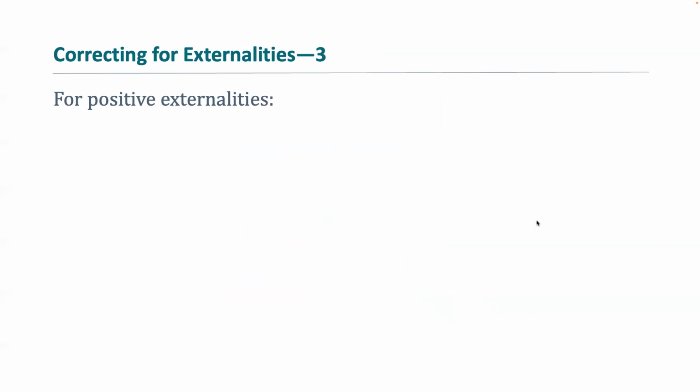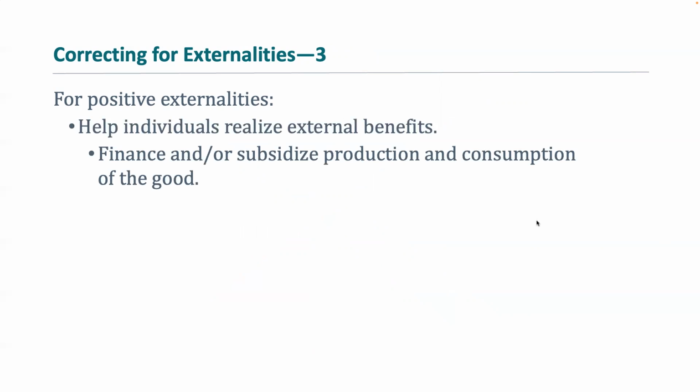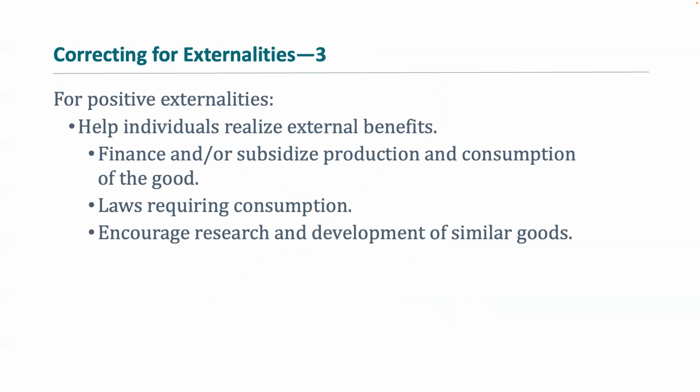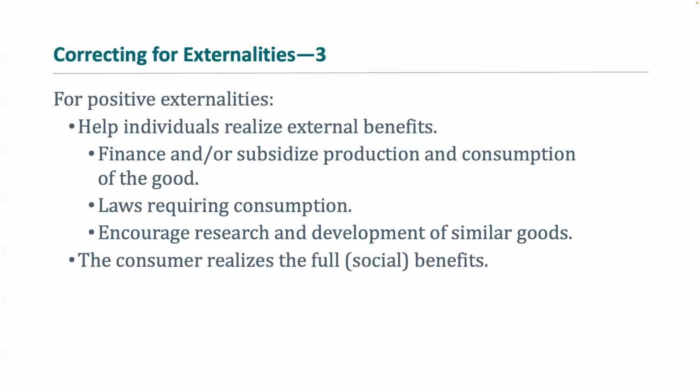So if we want to correct for positive externalities, we might help individuals realize external benefits, finance or subsidize production and consumption of that particular good, put laws into place that do require consumption, encourage more research and development of similar goods, and this will help the consumer realize the full social benefits, and the demand curve will shift to the right. A good example of this is whenever state governments subsidize the cost of college education and more people are encouraged to go to school.